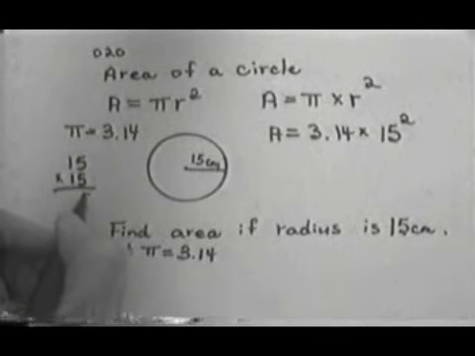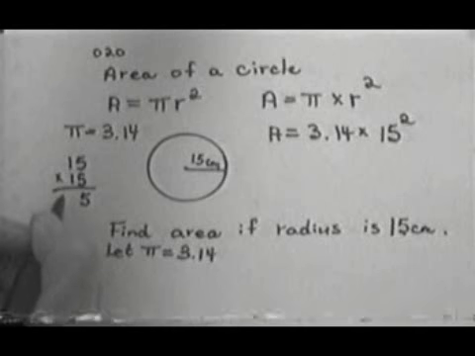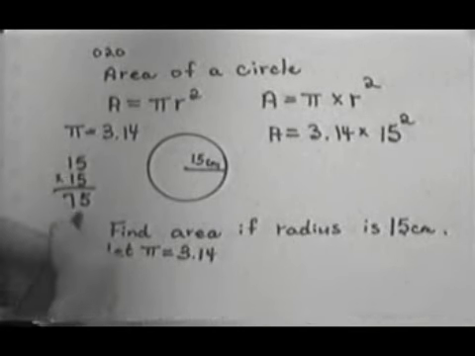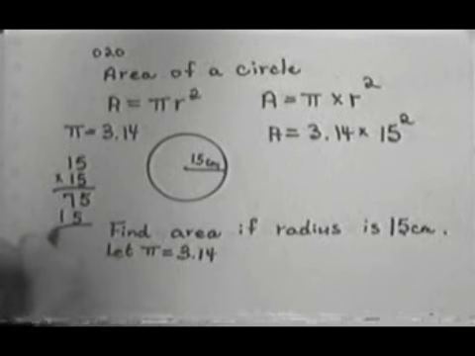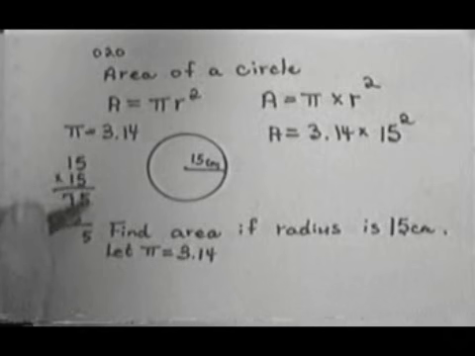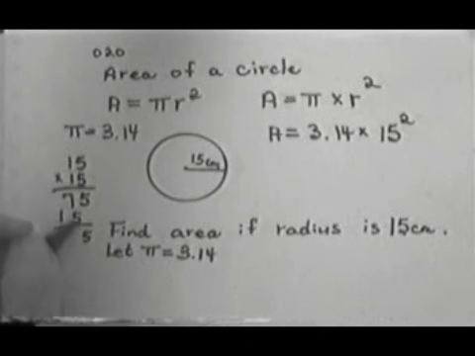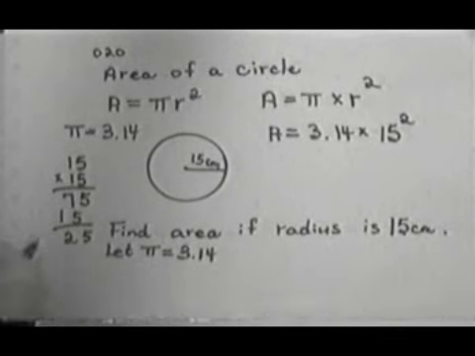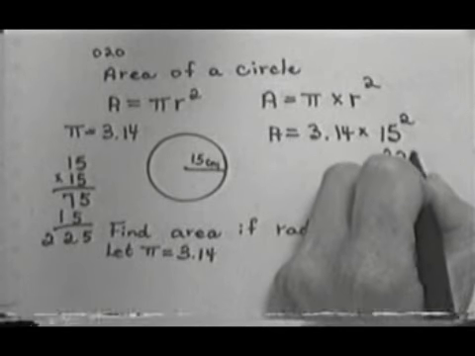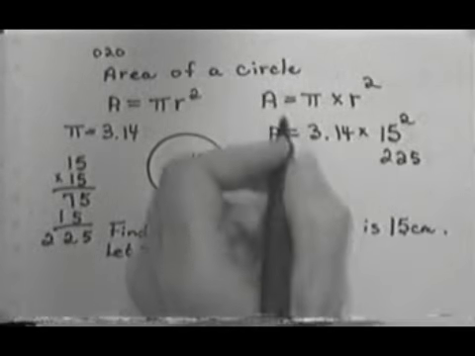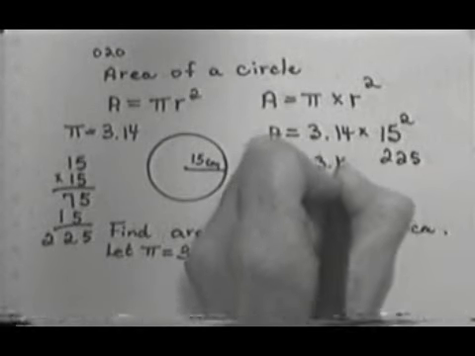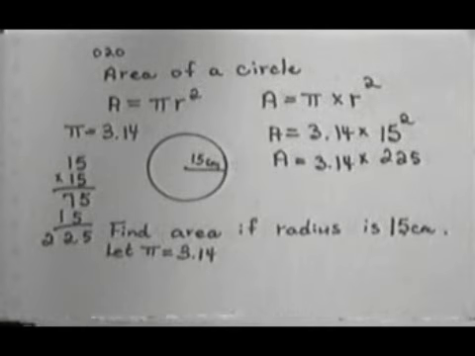5 times 5 is 25. Carry your 2. 5 times 1 is 5, plus 2 is 7. 1 times 5 is 5. 1 times 1 is 1. So when we add things up, bring down our 5. 7 and 5 is 12. Carry our 1. 1 and 1 is 2. So we get 225 for the 15 raised to the second power. So my area is, keep writing my 3.14 times my 225.